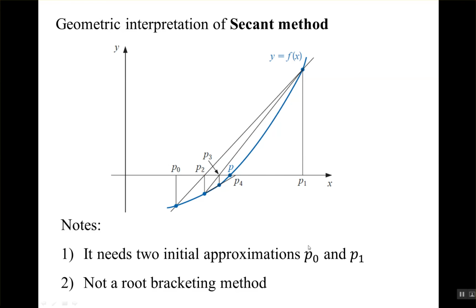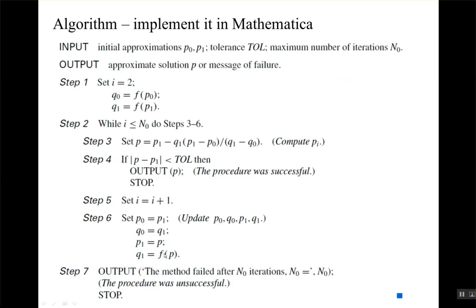Now, you do see through the demonstration, the second comment that we have, this is actually not a root bracketing method, because P2 and P3, these two consecutive approximations, do not bracket P4. So this is the geometric interpretation of the secant method. The algorithm is given. Again, you have to modify your program code to implement this algorithm.